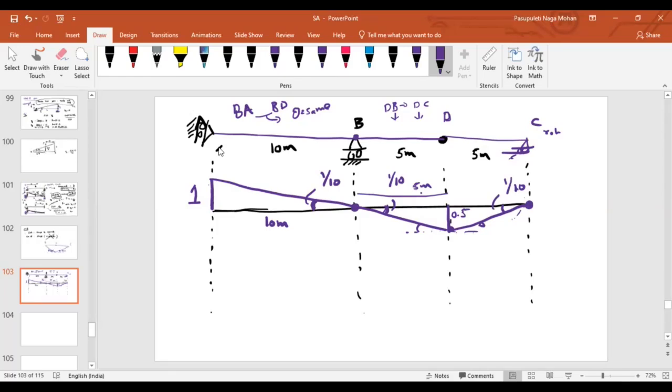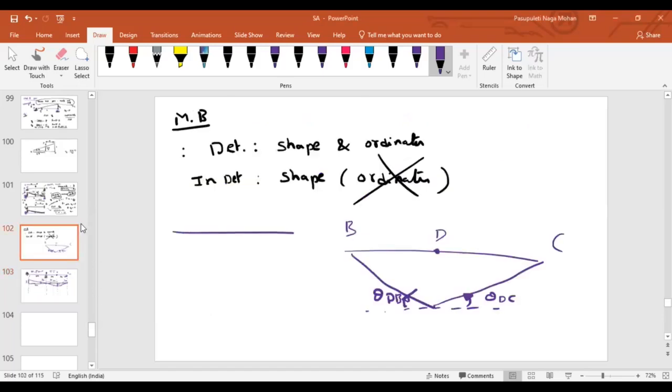Is it okay? Is it clear? Any doubt in this diagram? Sir, 1 by 10 at C? Yes, at C. We know this slope, right? What is this slope? 1 by 10.